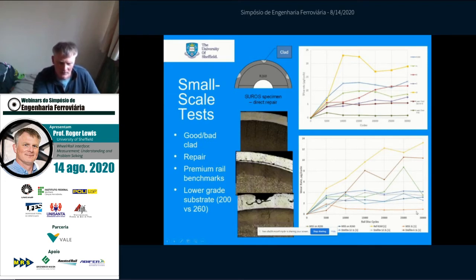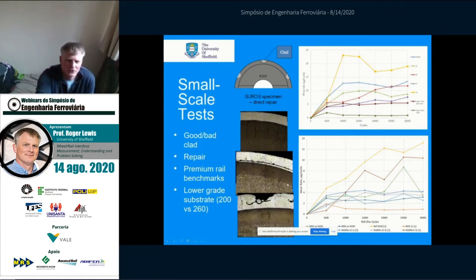We found going to higher percentage slip values that the clad material has maintained this really high performance and outperforms some of the premium grade rails that we've tested as well. So as you can see in the top graph, the materials A, B, C, and D are a series of premium rail grades that we've tested, but the clad materials are performing better.